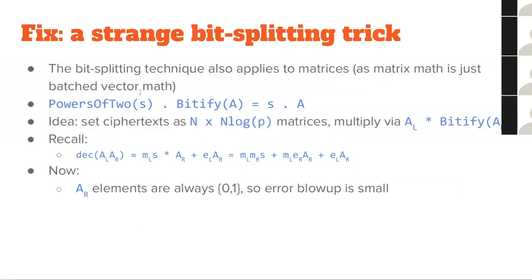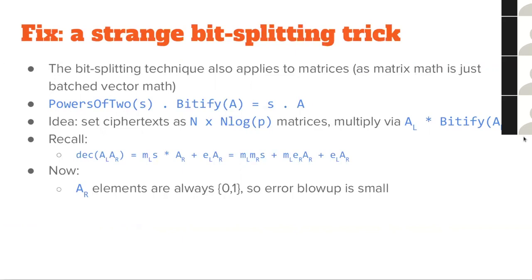And we're going to set our ciphertext, instead of being n times n, we're going to set them as being n times n log p. Basically, the idea is that whatever is on the left side, we're going to set it as being permanently in this kind of powers of 2 representation. And so bit of phi is going to give us an n log p times n log p matrix, and so the dimensions match up. But instead of multiplying AL times AR, we're going to multiply AL times bit of phi of AR.